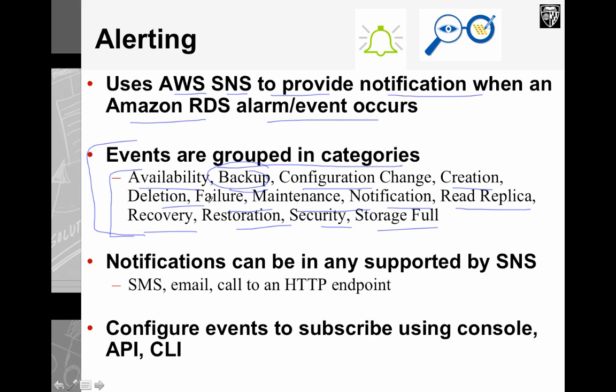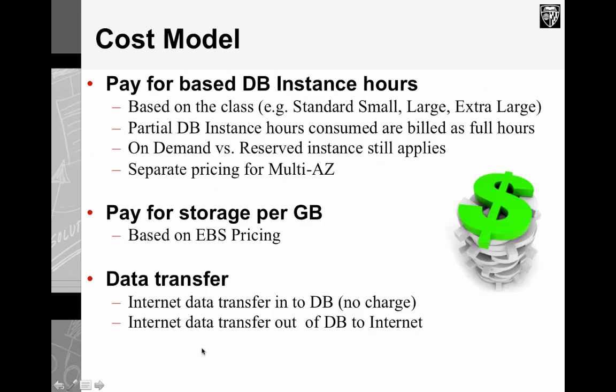For example, when there is a configuration change, you can get an event. When the database is being created, you can get an event. When it's going through maintenance, you can get an event. And the notifications can be in any supported form as supported by the SNS service. Can be SMS, email, or even a call to an HTTP endpoint. When an event occurs, you can ask it to hit an HTTP endpoint, maybe your application, which can react to that particular event. You can configure the events and subscribe to the events using the console, API, or CLI, which is the command line interface.